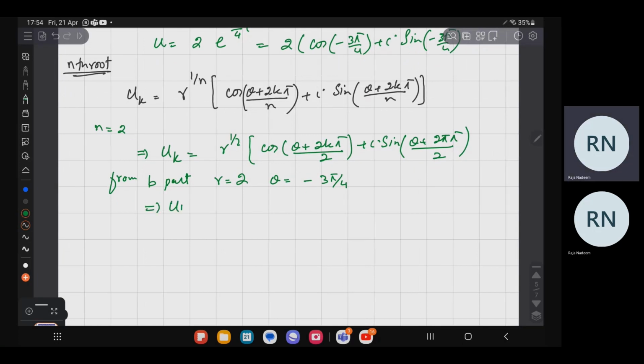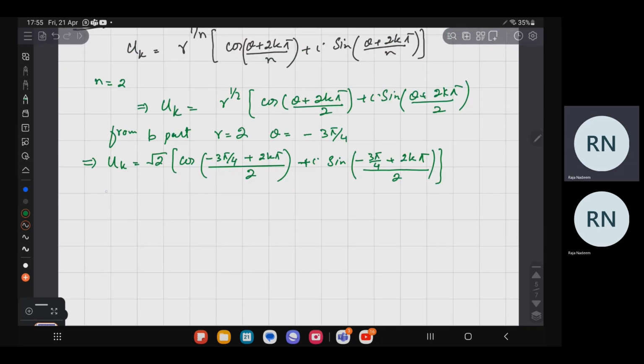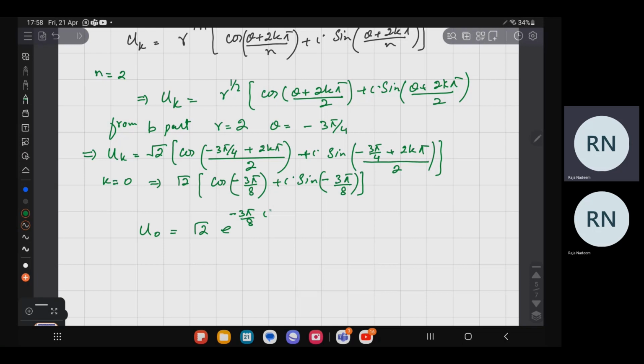This implies that uk is the first square root of the complex number. We take the value of k equal to 0, and this gives us minus 3 pi by 4 in the numerator and 2 in the denominator, and when you replace k with the value of 0, then this term becomes 0. So you're left with this one. This is one answer.